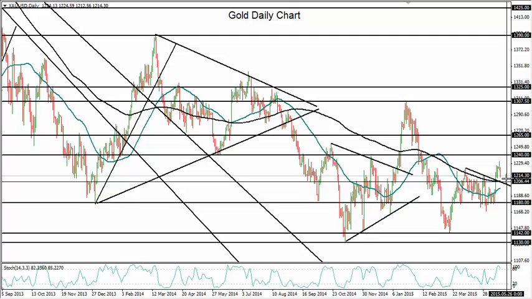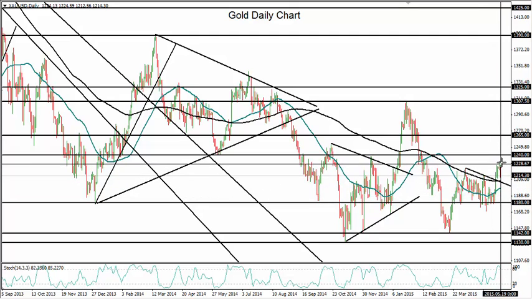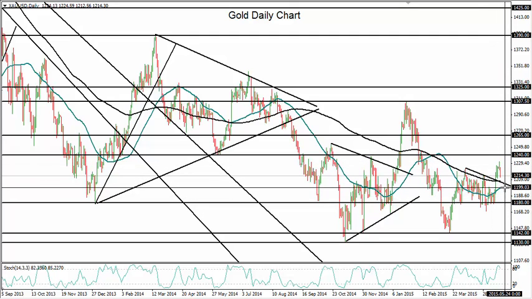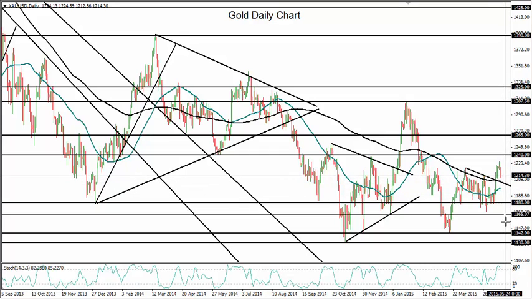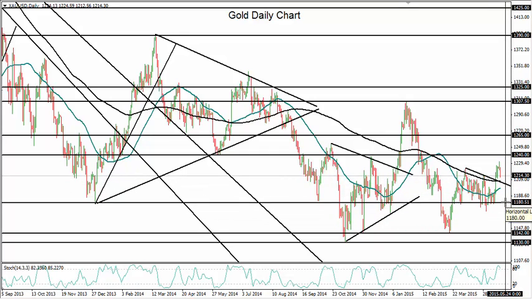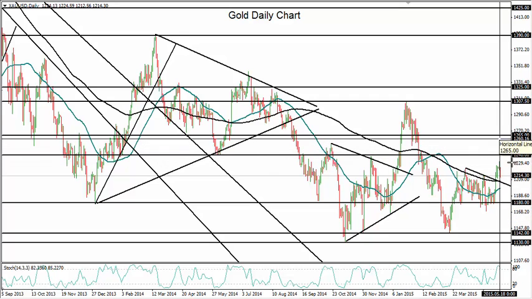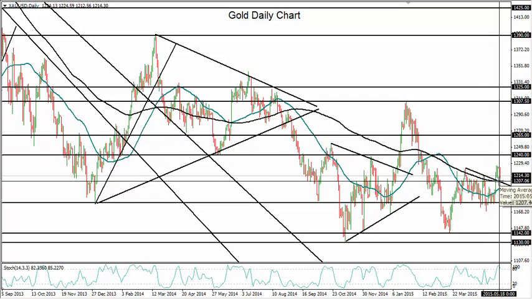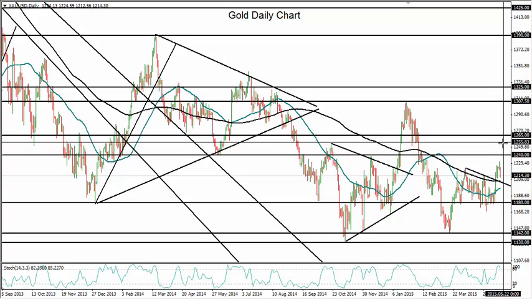So right now, after this big move to the upside, we did see a pullback, and it remains to be seen where price action goes. But again, 1180 as strong support, 1240 as strong resistance, and above there 1265 as a major target to the upside on a further continued recovery of gold.